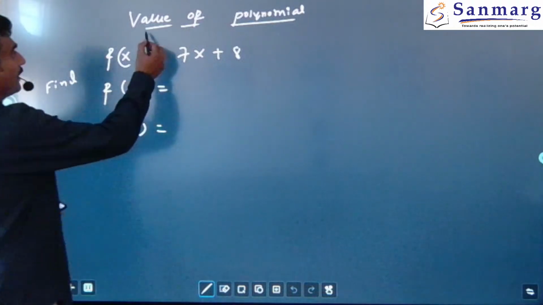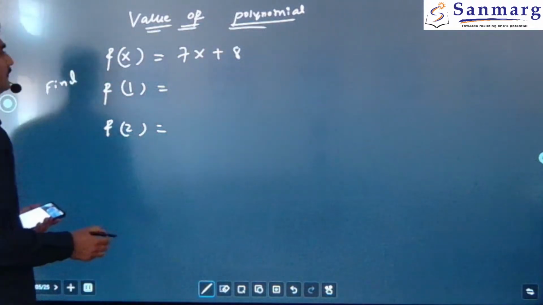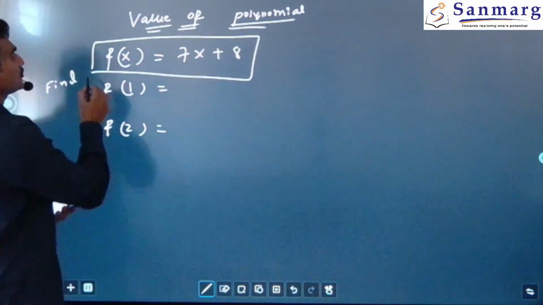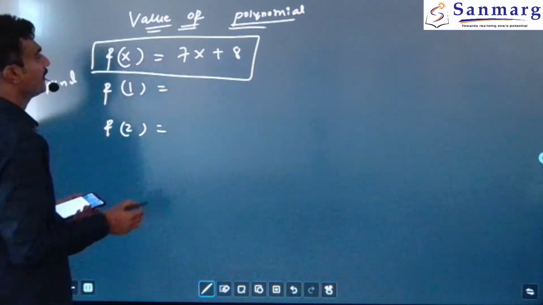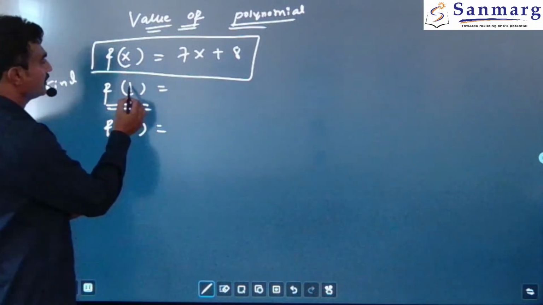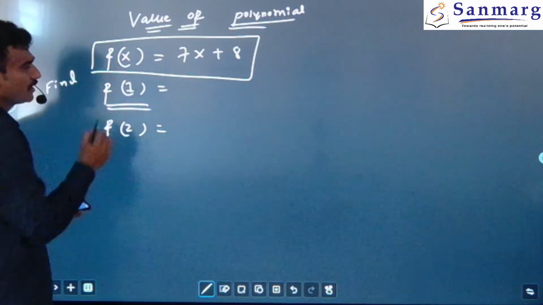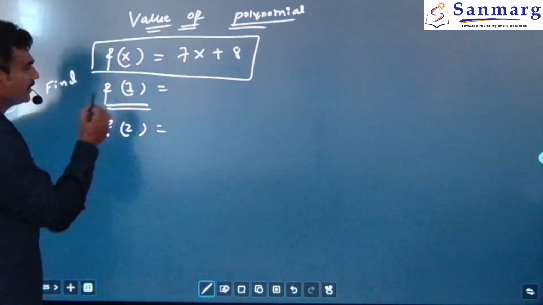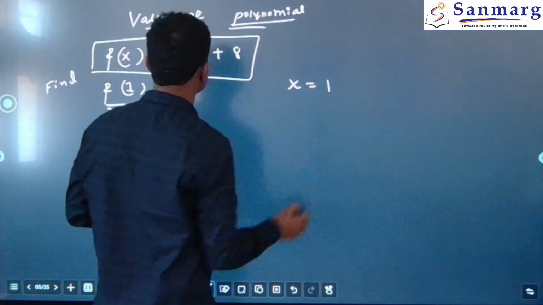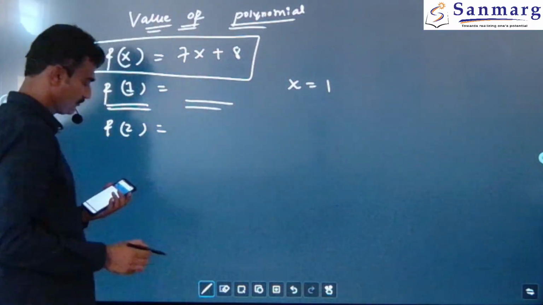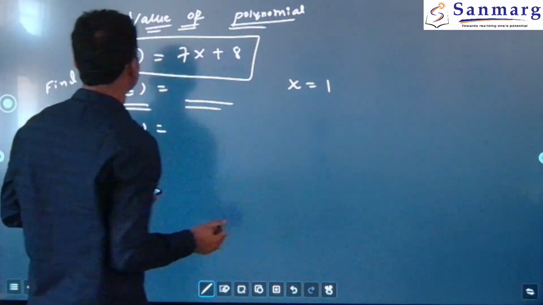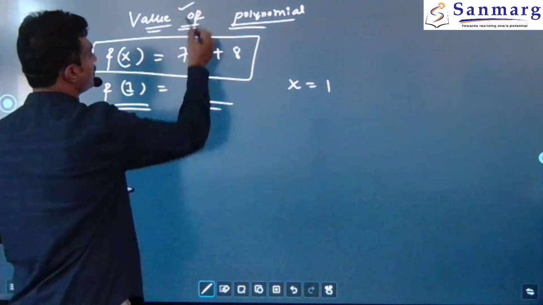The next important topic is the value of the polynomial. How do you find the value of the polynomial? For example, here it is given as f of x equal to 7x plus 8. Suppose you are interested in finding f of 1. What is the meaning of f of 1? F of 1 indicates that when you take the x value as 1, what will be the answer? That we call the value of the polynomial.